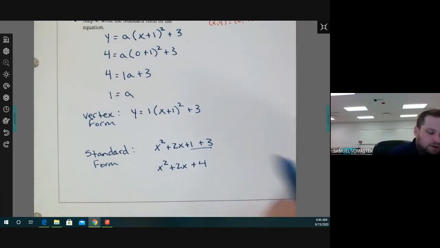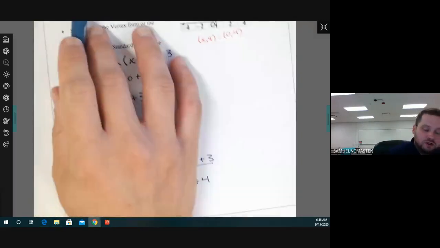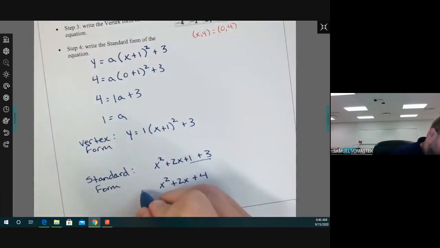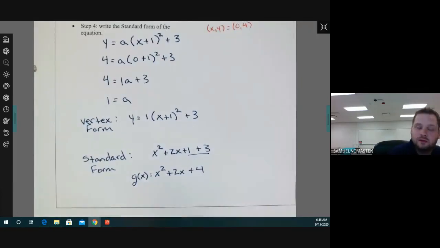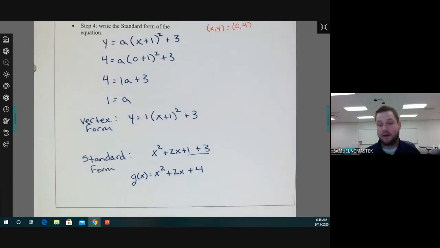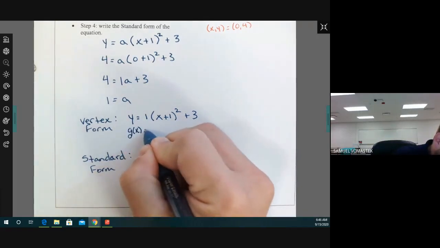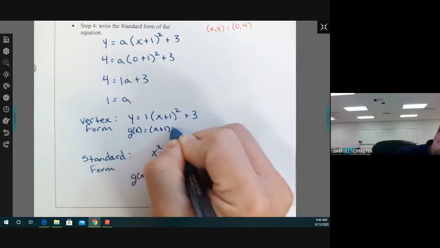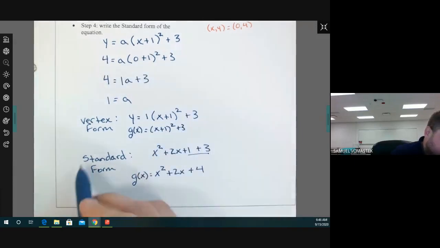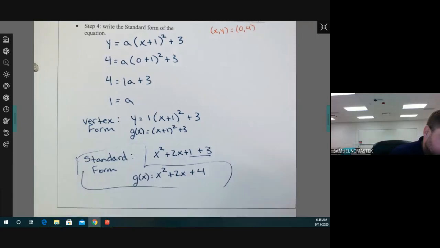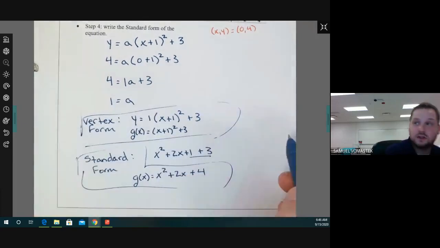Since we started off with a function g, I should probably write in function notation. So instead of y, I'm going to go g of x equals. Just realize when you write it like this, g of x, it's the same thing as an output. It's the same thing as a y. So I could have written this one up here as well, g of x equals x plus 1 squared plus 3. Either way works. Technically, though, I guess we should use the g of x.